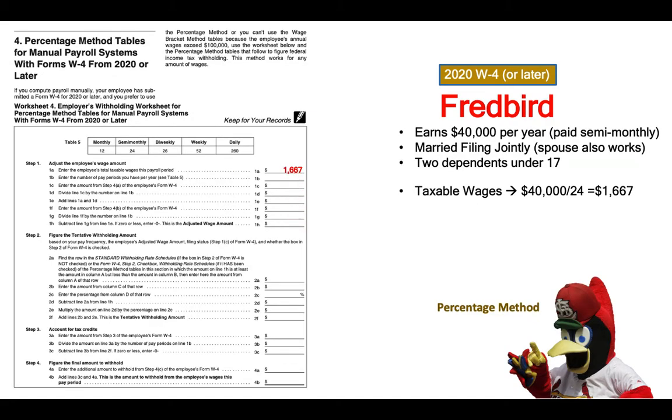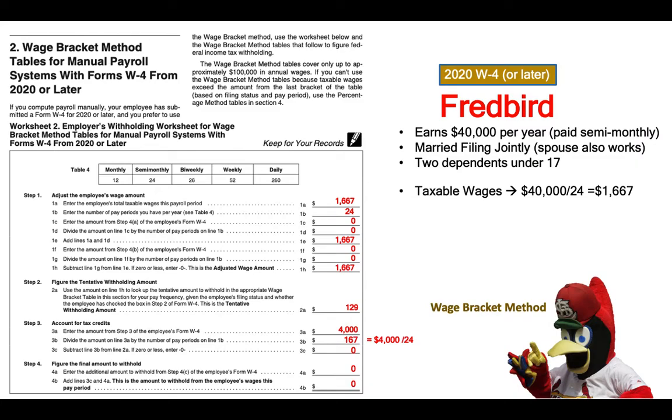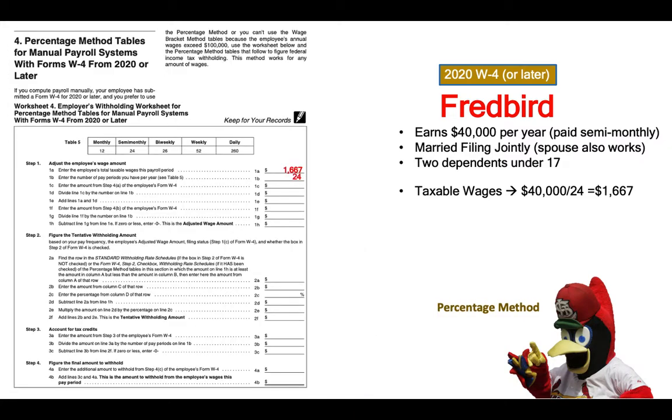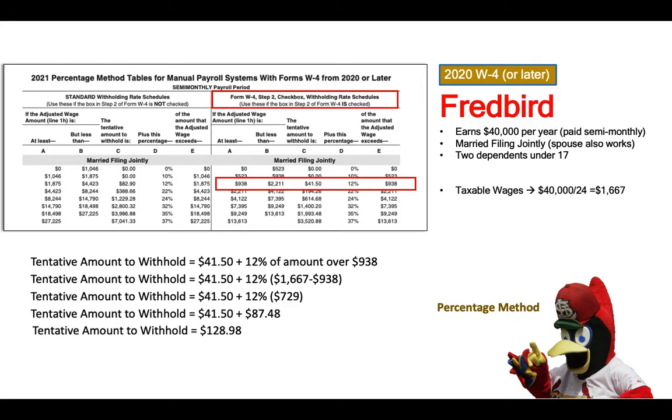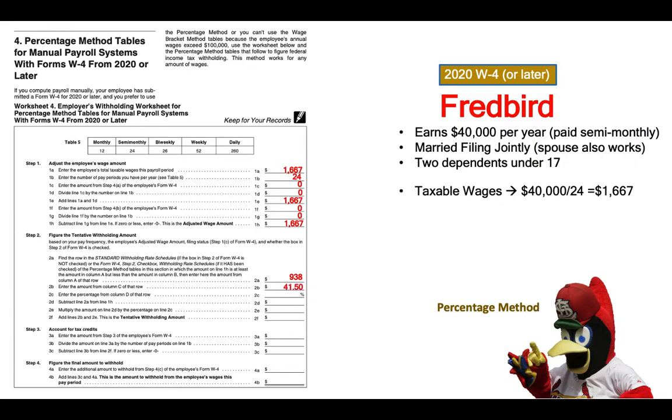Now, if we go back quickly to the other method, the amount using the wage bracket was 129, right? Step 2A, 129. Here, using the percentage method, we find that it's 128.98, which rounds up to 129. So both methods really should give us close to the same value. But then we have to continue on with the worksheet. Step 2 basically helps us calculate the same thing we just did with the formula on the other slide. If we fill out the rows here in step 2, we'll come to the same conclusion, 128.98.